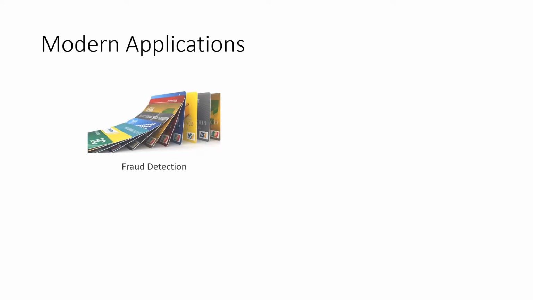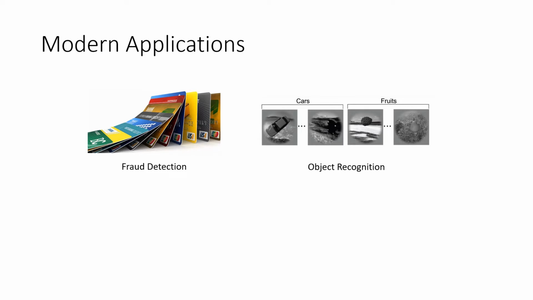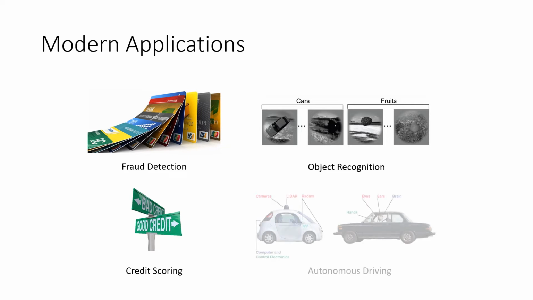There are also many modern applications already built around machine learning. Fraud detection runs credit card transactions through learned systems to identify possibly fraudulent transactions. With object recognition, we can analyze pictures or videos to detect which kinds of objects are in them. Banks use credit scoring mechanisms based on historic data that then learn which customers have a good or bad credit rating. Or many different techniques, especially from computer vision, but also from reinforcement learning, are combined to achieve autonomous driving.